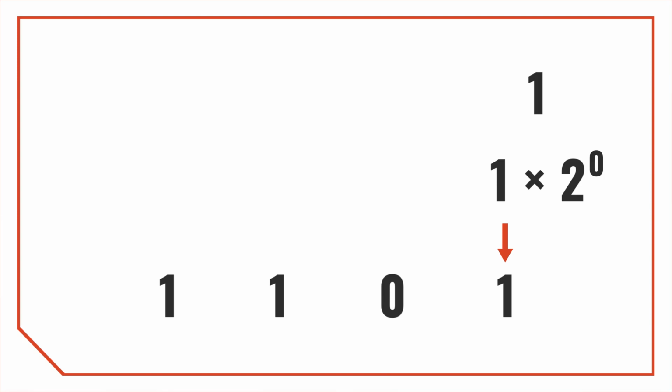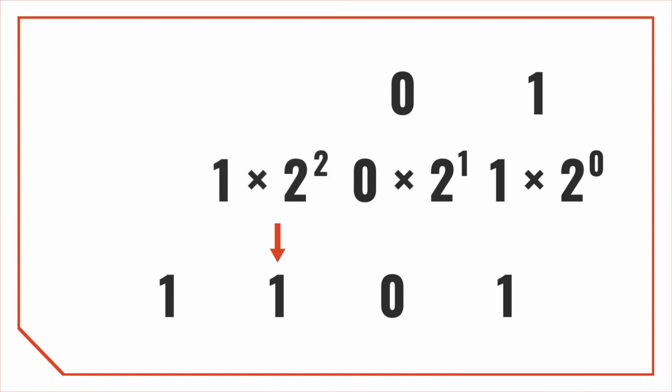So that's 1. The second digit from the right is a 0, and it's 1 digit away from the right, so we'll multiply 0 times 2 to the power of 1. Since 0 times any number is always 0, the result for the second digit is 0. The third digit from the right is a 1, and since it's 2 digits to the right, we'll multiply 1 times 2 to the power of 2. 2 to the power of 2 is 4, so this reduces to 1 times 4, which is equal to 4.